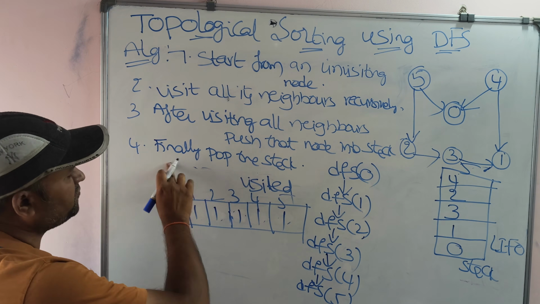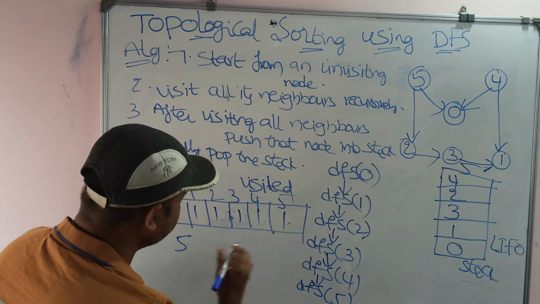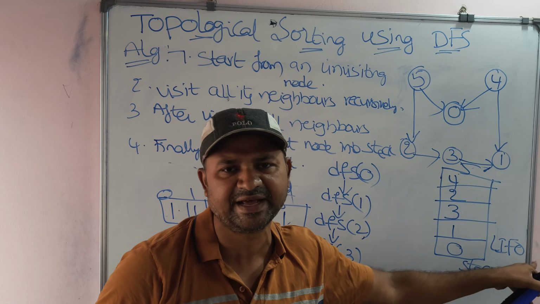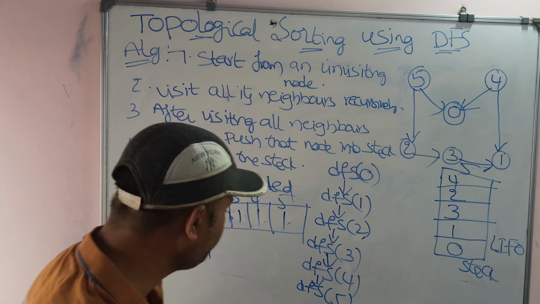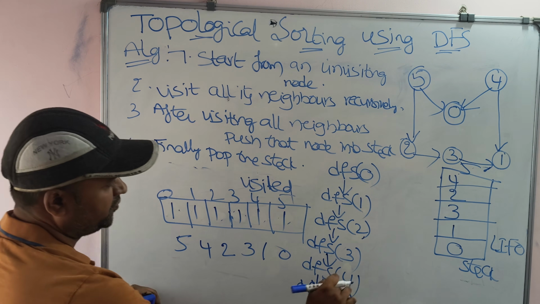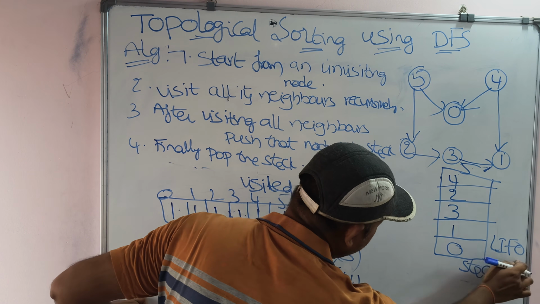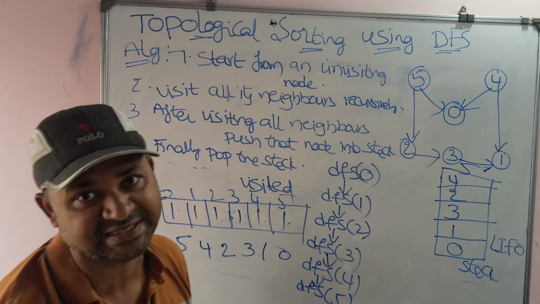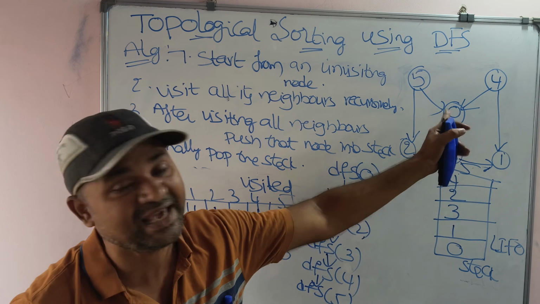So what is the last point? Finally pop the stack. So what is the output now? 5. Next 4. So we know stack means every operation will be done from the last end, from the top end. So 5, 4, 2, 3, 1, 0. So last in, first out. The last element which is inserted will be deleted first from the stack. So 5, 4, 2, 3, 1, 0 is the output for this example. Likewise we may have different outputs for the same example.